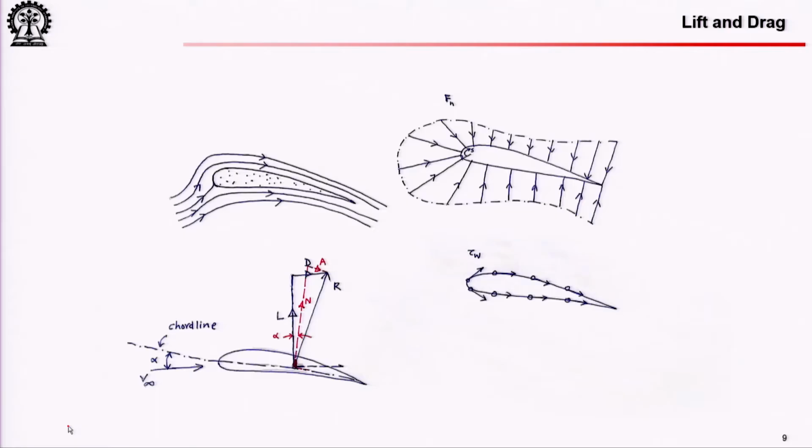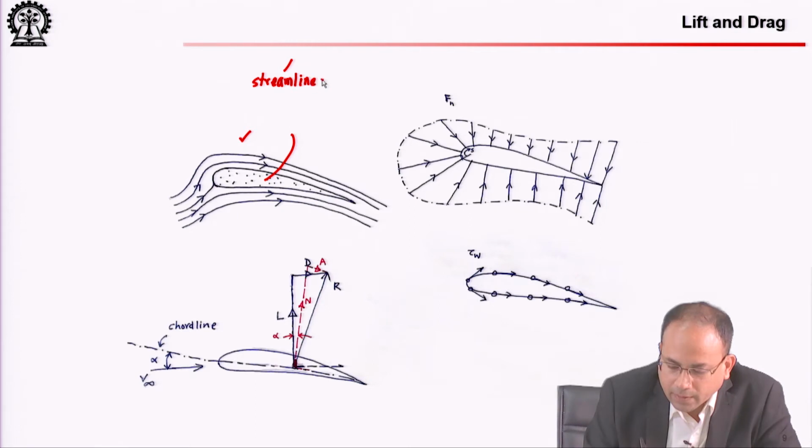Now, coming to our presentation deck here. If you see, this is more or less the distribution of the flow field around a cross section of the wing. As you understand, this is a streamlined shape. We will talk about what a streamlined shape is, and what the difference is between a streamlined body and a bluff body.